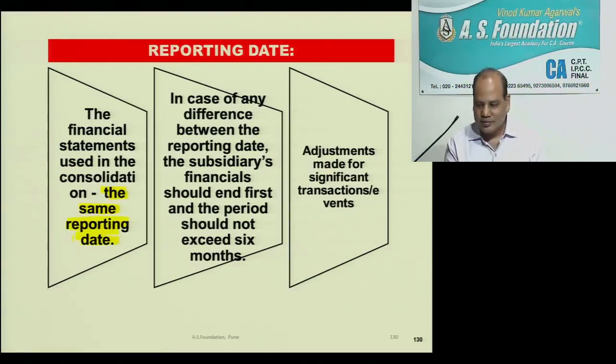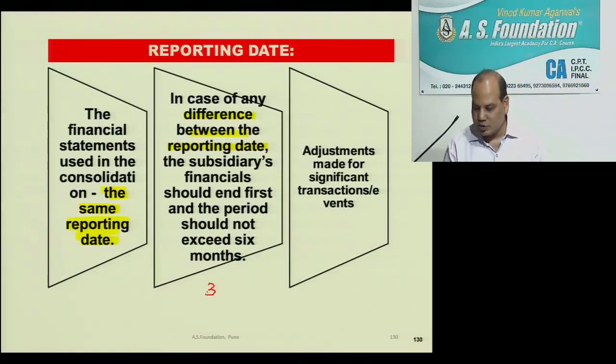But sometimes it is not feasible or practical. They may follow different reporting dates. So in that case, they are saying that in case of any difference between the reporting dates, the subsidiary's financials should end first and the period should not exceed 6 months. That is, the gap between the subsidiary's year ending date and the parent company's year ending date should not be more than 6 months. And whose year ending date should come before the other?